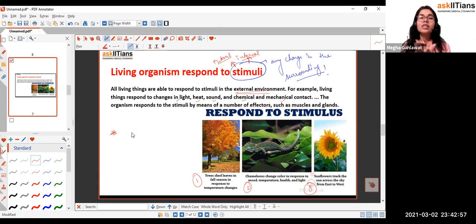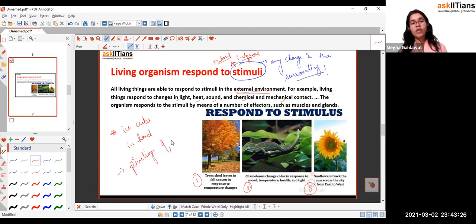Why? Because your body is responding to the coldness of the ice cube, so you're going to have to let it go. That is the response of our body, according to the senses of the body, to the external environment. Okay, so we can give the ice cube in hand example, or the pinching of hand example, or these kinds of examples.